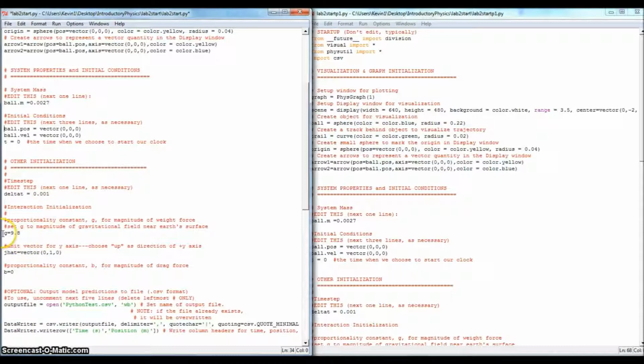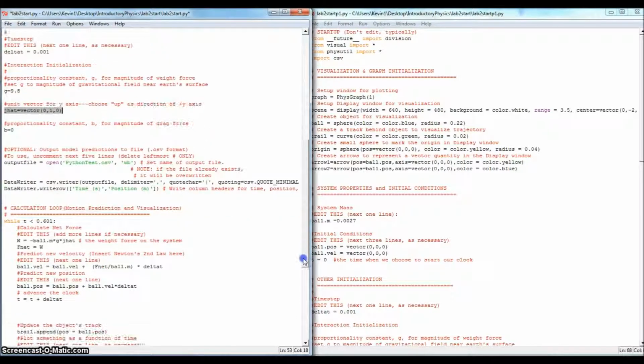The magnitude for the weight force, g, is equal to 9.8, and the y-axis unit vector, shown here, is 0, 1, 0. The calculation loop continues until 0.601 seconds. Both models, this one and this one, show an equation for the weight force, shown here, as well as an equation for Newton's second law, and two equations that each predict the position and the time, respectively. These are the similarities between the two computational models.